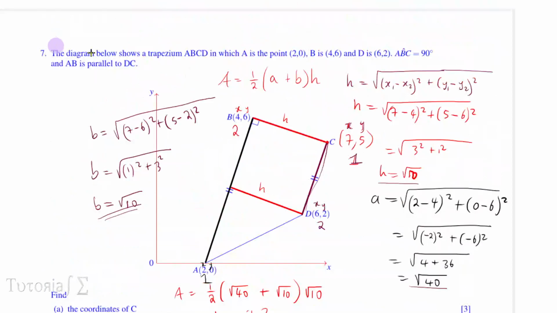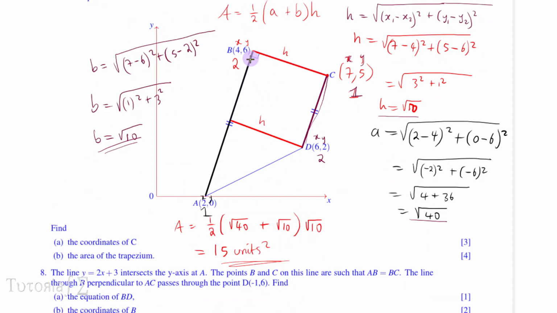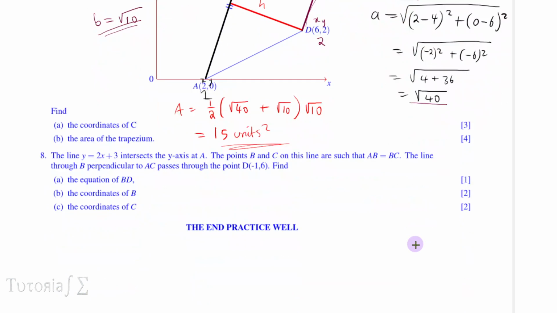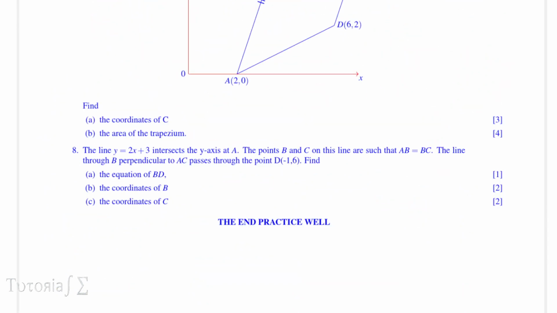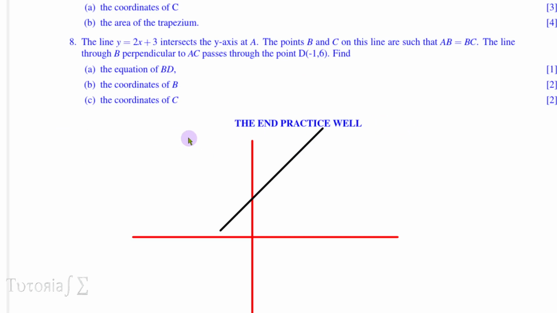So area is the formula here. You just find the length. So you need the long length, the short length, and the height, which is what you've done. Now we move on to question number 8. Let me clear my board. All right, so let me just write out the question or draw it out.